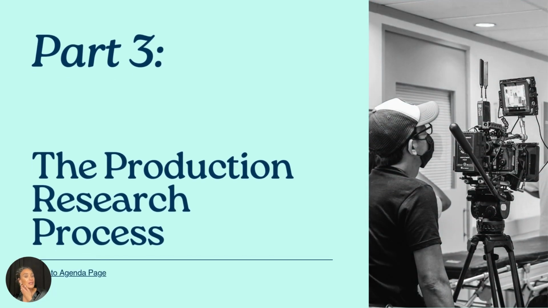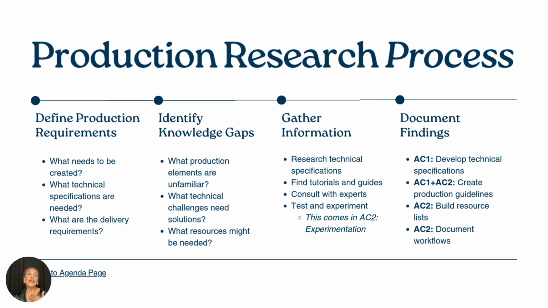Typically, with your production research process, the order that I would go into is like this, and I've actually mapped out how this part of AC1 really bleeds into AC2. So first you have to define what you have to make. What needs to be created, what are the specifications that are needed, and how do they want it delivered? Your client should tell you this at the very beginning. You know this from day one, okay?